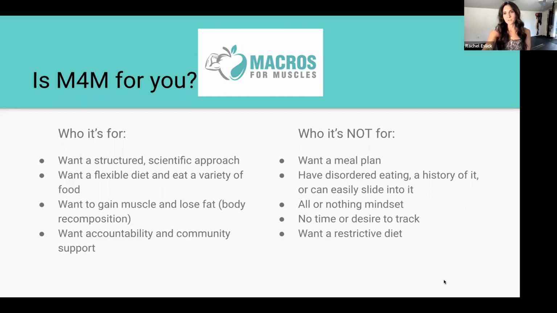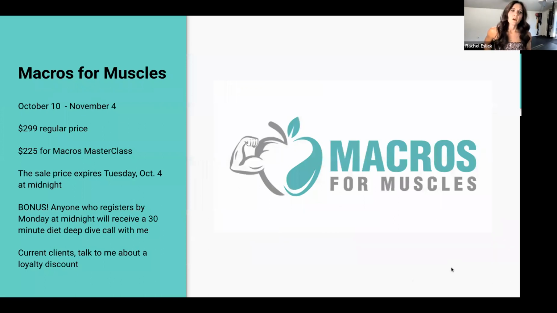This is not for people who want a restrictive diet. I do not care what you eat. I just want you guys to hit your goals eating what you want to eat to do that. There's obviously foods that are going to be better for you to do that and foods that are not as great. But this is not a restrictive diet where you don't get to eat carbs or you don't get to eat whatever.